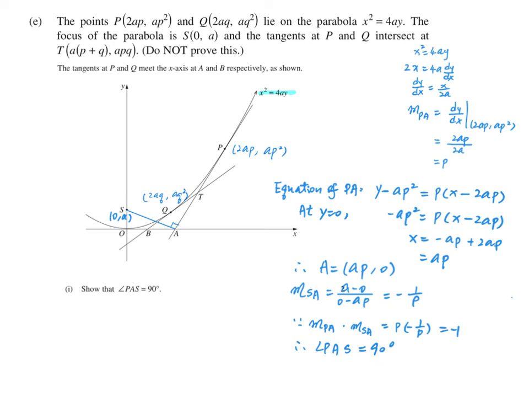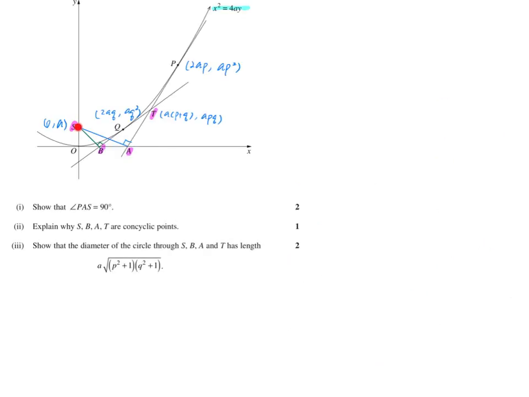Question 1 is done. Question 2 asks you to explain why these 4 points, S, B, A, T, are concyclic points. In part 1, we know that angle SAT equals 90 degrees. If angle SBT also equals 90 degrees, then these 4 points are concyclic. Therefore, our task now is to prove that angle SBT is also 90 degrees.